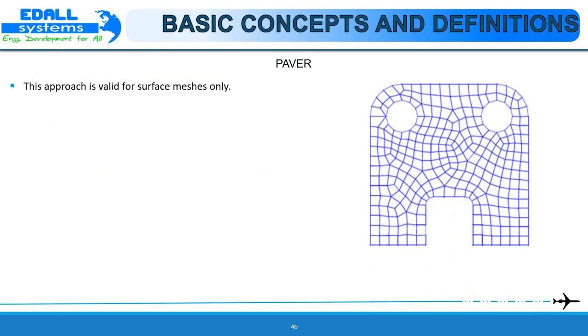Paver. The paver is an automated surface meshing technique that you use with any arbitrary surface region, including trimmed surface, composite surface, and irregular surface region. Unlike the ISO mesh approach, the paver technique creates a mesh by first subdividing the surface boundaries into mesh points and then operates on these boundaries to construct interior elements. Some of the key features are: this approach is valid for surface meshes only.